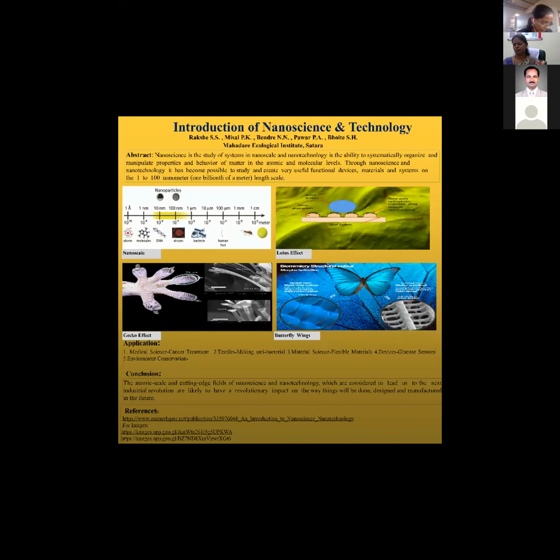After that, applications. First one is medical science, cancer treatment; textile making, antibacterial. Third one is material science, flexible materials. Fourth one, device, glucose sensor. Fifth one is environment conservation. And last one is conclusion. The atomic scale and cutting edge fields of nanoscience and nanotechnology, which are considered to lead us to a nanotechnology industrial revolution, are likely to have a revolutionary impact on this study. Thank you.